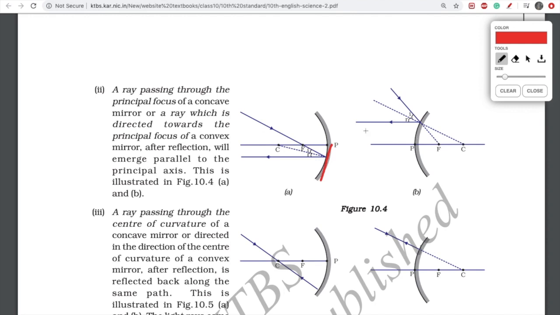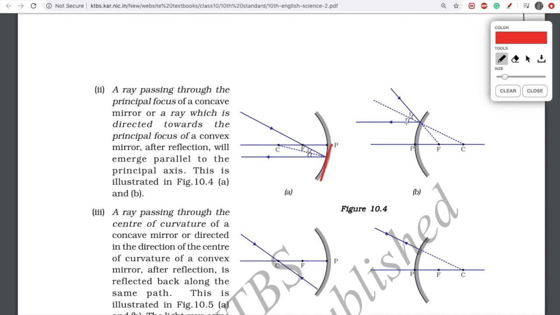For convex mirror, the focus is on the other side of the mirror, correct? So light cannot come from here. So light appearing to come from the principal focus will get reflected parallel to the principal axis.